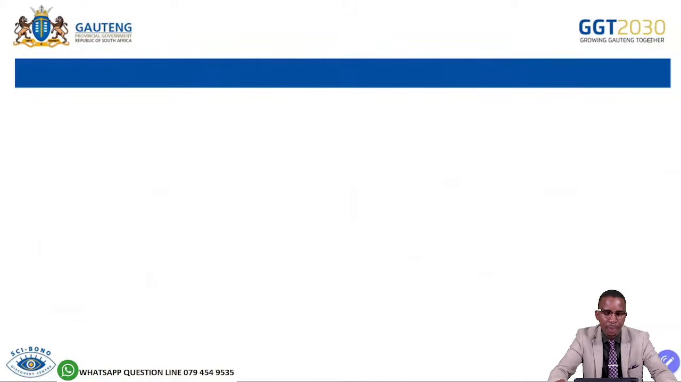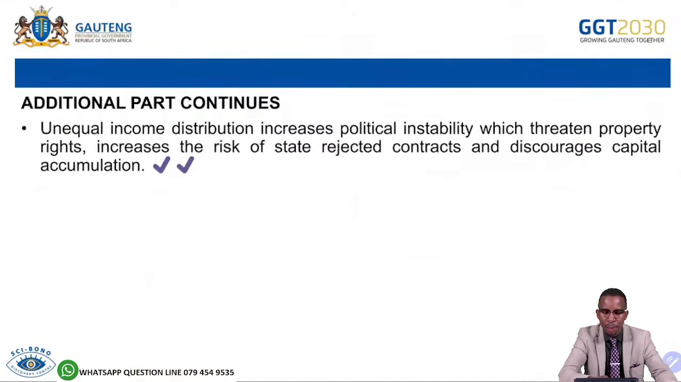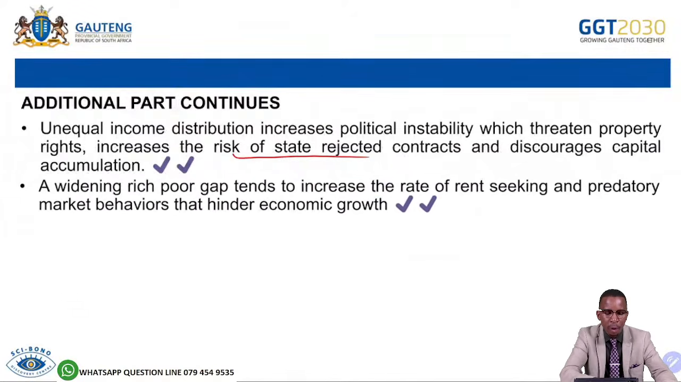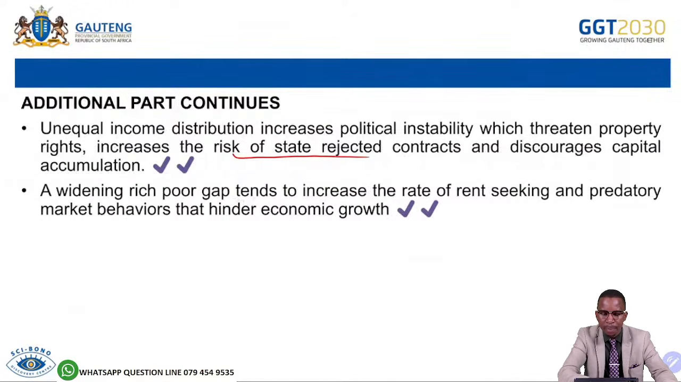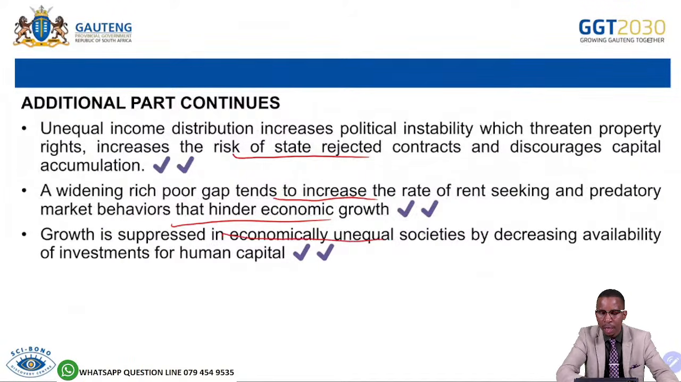We continue with the additional part. Unequal income distribution increases political instability, which threatens property rights, increases the risk of state-rejected contracts, and discourages capital accumulation. The widening of the rich-poor gap tends to increase rent-seeking and predatory market behavior that hinder economic growth. Continue. Growth is suppressed in an economically unequal society by decreasing the availability of investments for human capital.